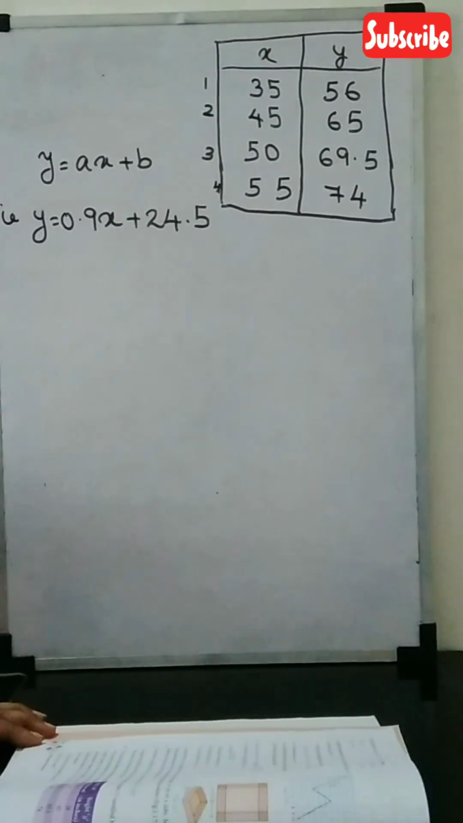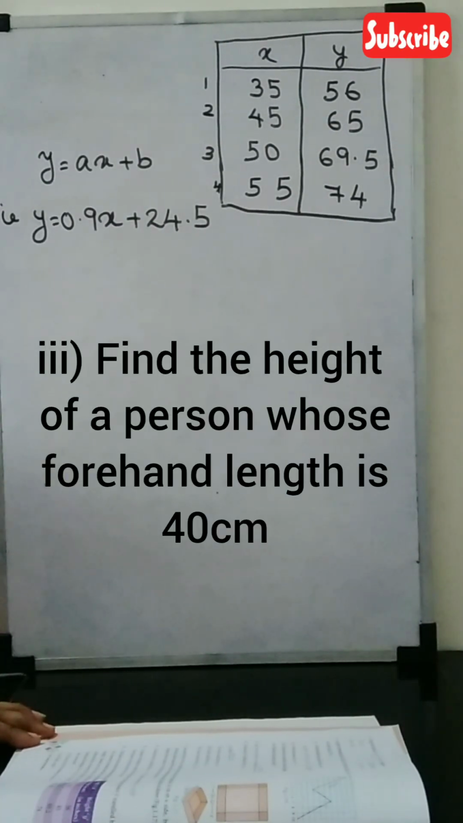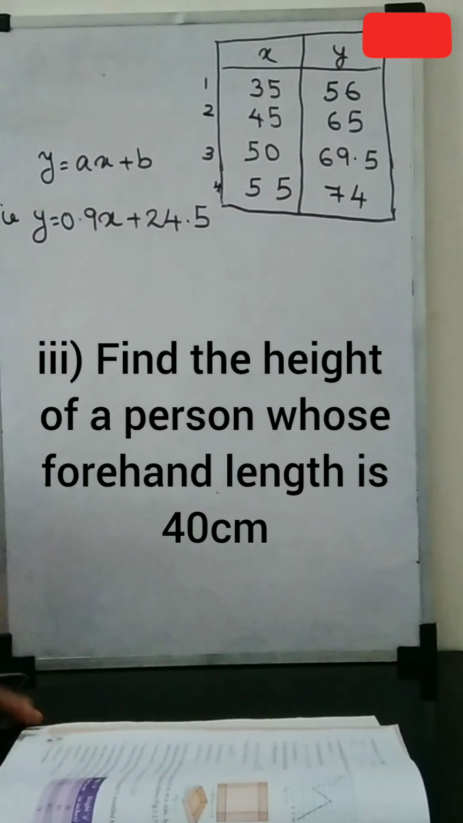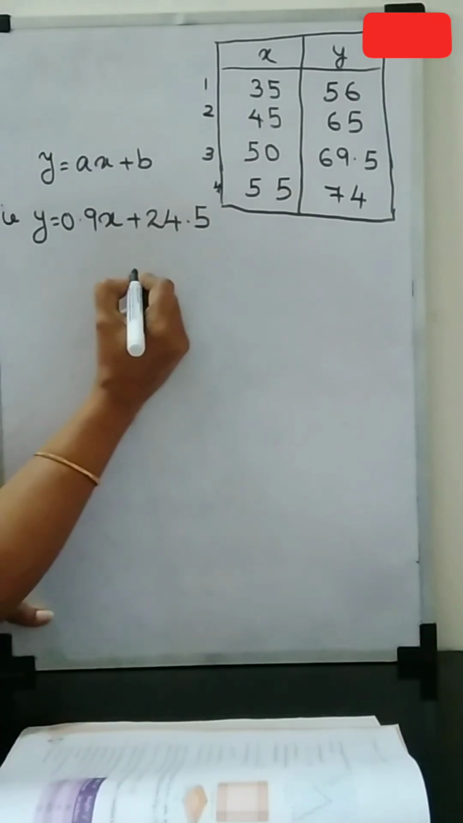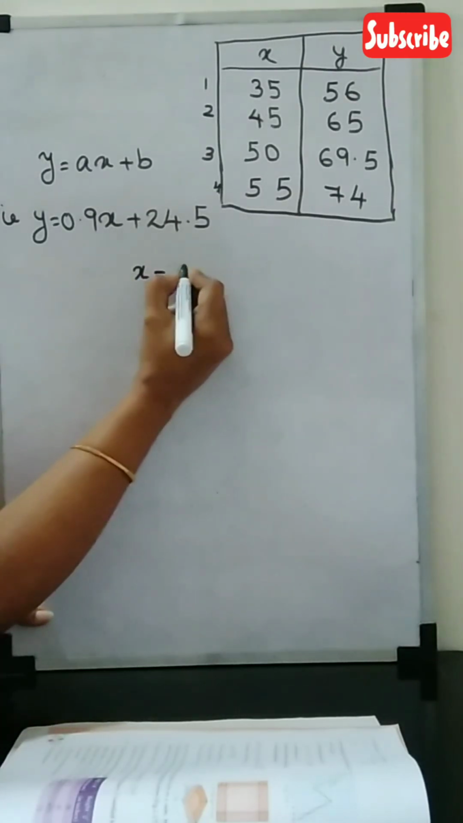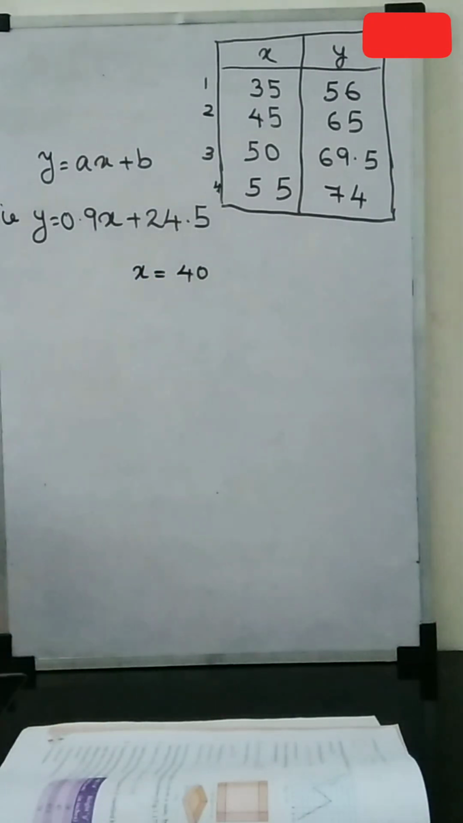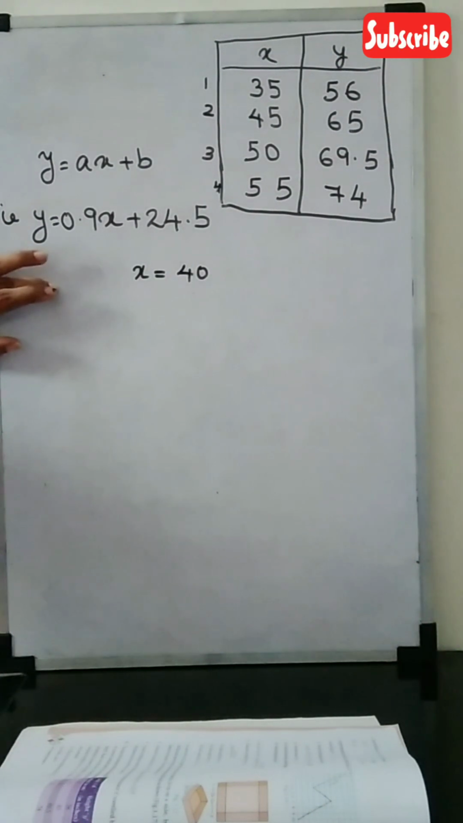Okay, so what is the third question? Find the height of a person whose forehand length is 40 centimeter. What have they given here? Forehand length, that is 40 centimeter. So what is forehand length? It is our x. Here they have given x is equal to 40. So what do we need to find? Height. That means we need to find the y.